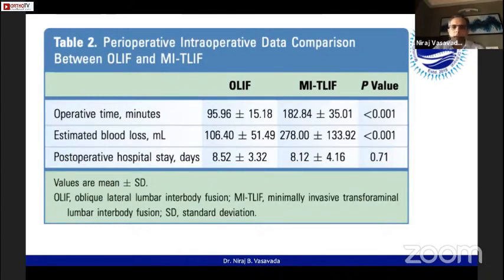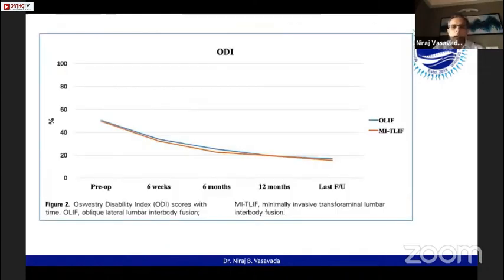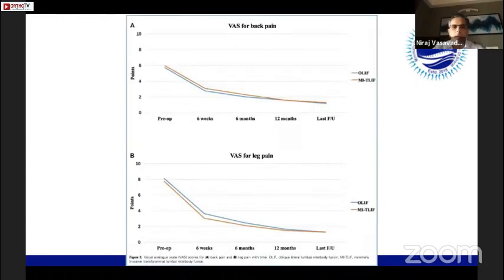Operative time was significantly less in OLIF. The estimated blood loss was significantly less in OLIF, and postoperative hospital stay was more or less the same in MIS-TLIF and OLIF. So OLIF scores over MIS-TLIF in operative time as well as estimated blood loss. When you look at the ODI, there was no difference postoperatively, even at the last follow-up. The clinical outcomes were the same in OLIF and MIS-TLIF. Now, these are mainly for single or double level cases, not for multi-level deformity surgeries. The VAS for back pain and leg pain were more or less the same.